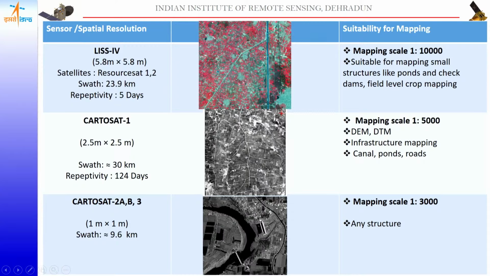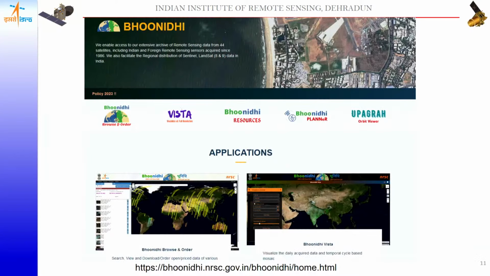And LISS-4 data, if you are using, up to 1 is to 10,000 scale to map the small structures like ponds, check dams, and field level crop mapping. Cartosat-1 data for 1 is to 5,000 maps, and also to generate the digital terrain model and digital elevation model. And Cartosat-2A, 2B for the higher resolution. If you want to go further, to a better scale of 1 is to 1000 or less, you can also employ these days the drones for the site specific survey.